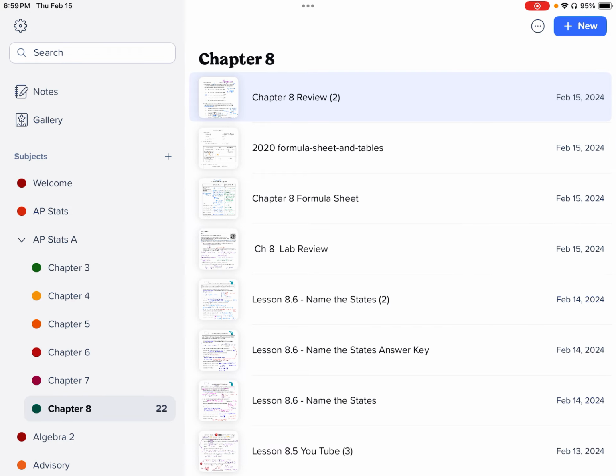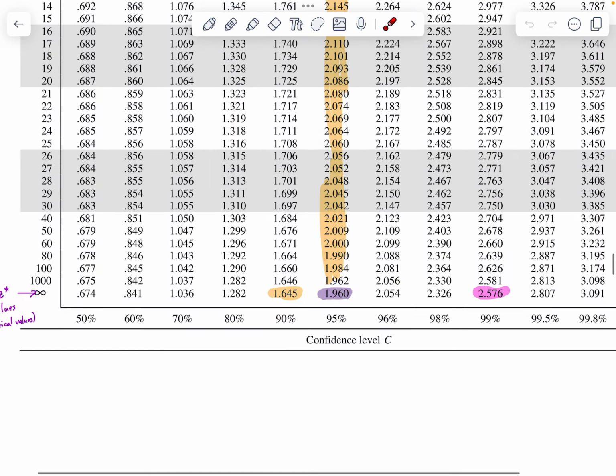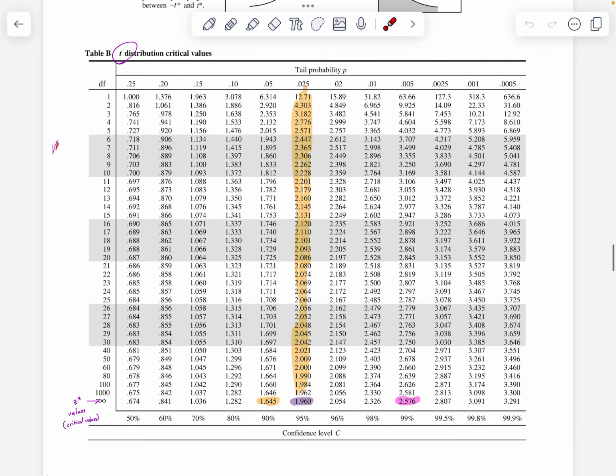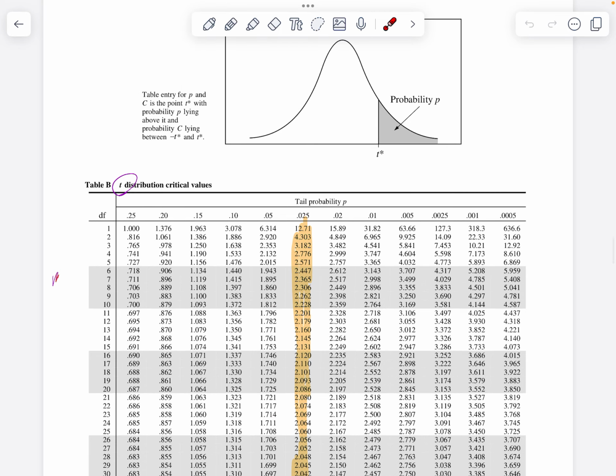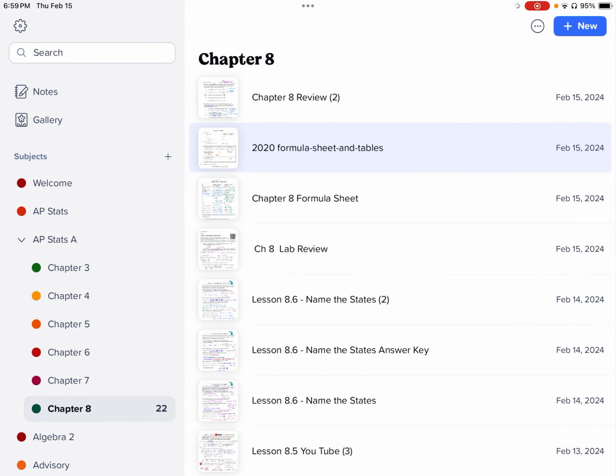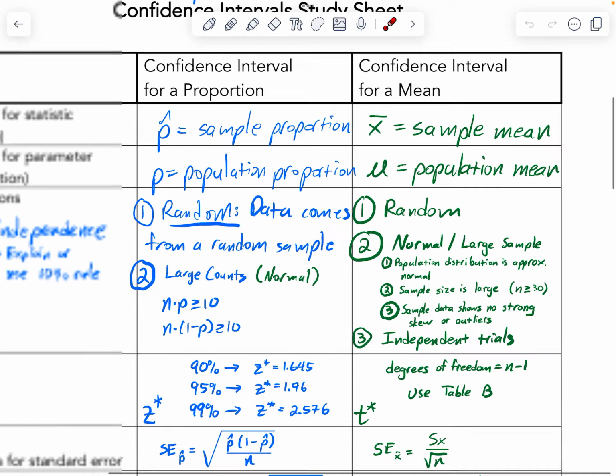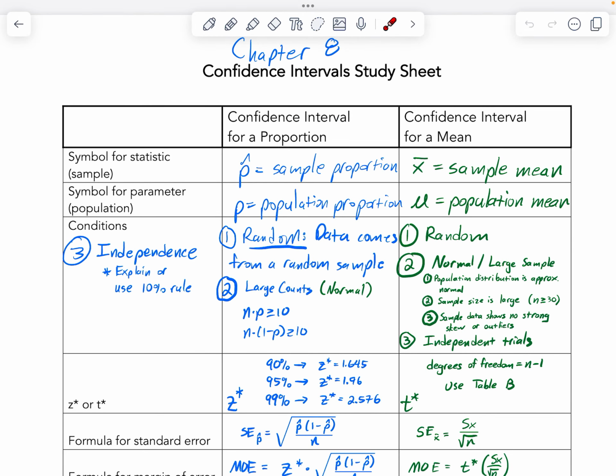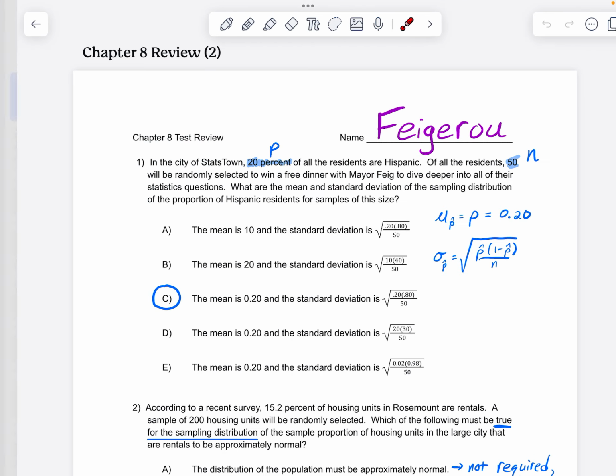Before you get too far into this, make sure you have your green packets out, mainly for this page, the T distribution page, known as Table B. This is where we get our T stars. Also have your formula sheet or cheat sheet out, this one here. A main idea for the entire chapter is distinguishing this column from this column: proportions from means. All right, let's go.